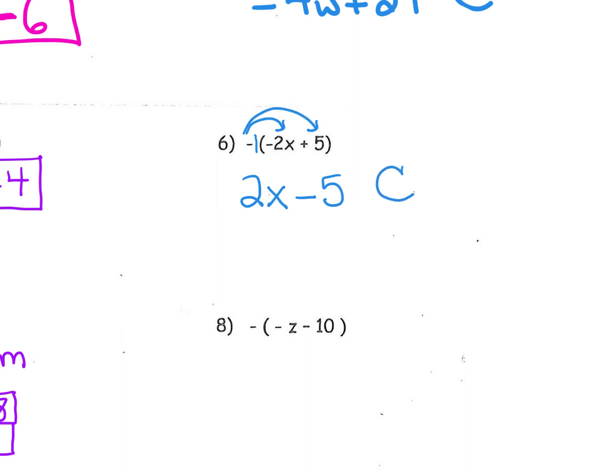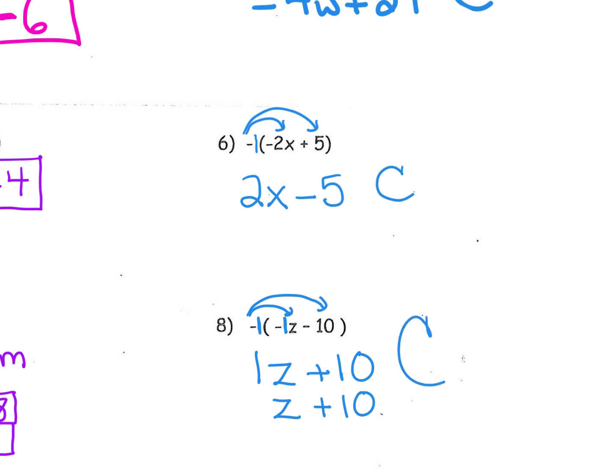And lastly, for number 8, you should have placed a 1 here and a 1 here. Distributing that -1 to each of those terms will simply flip each term to its opposite. You should have gotten positive 1z plus 10. You could have written it that way, or simply z plus 10 is correct as well. Give yourself a C if that's correct. This concludes page 10.